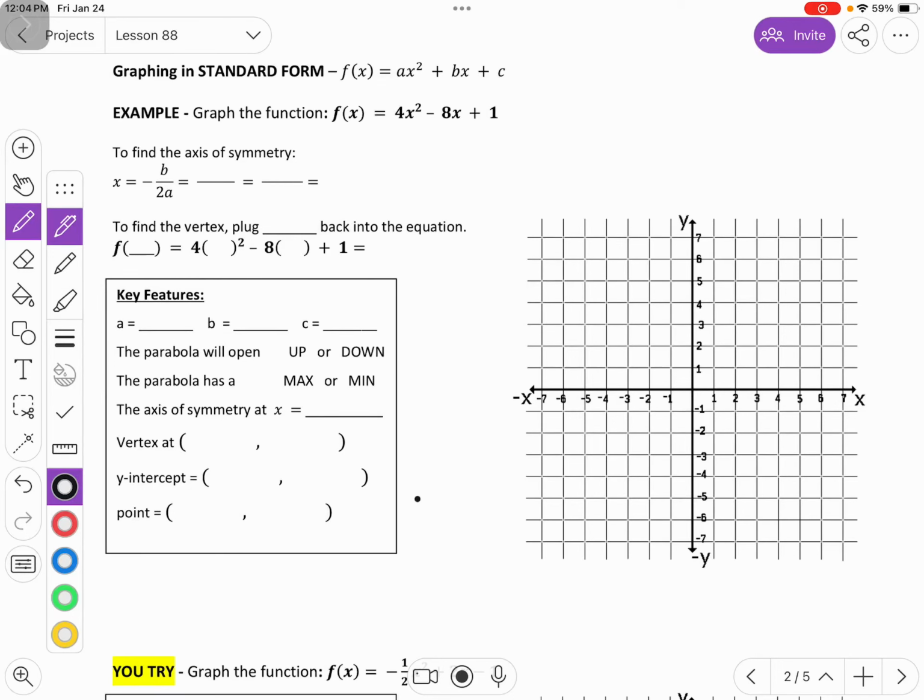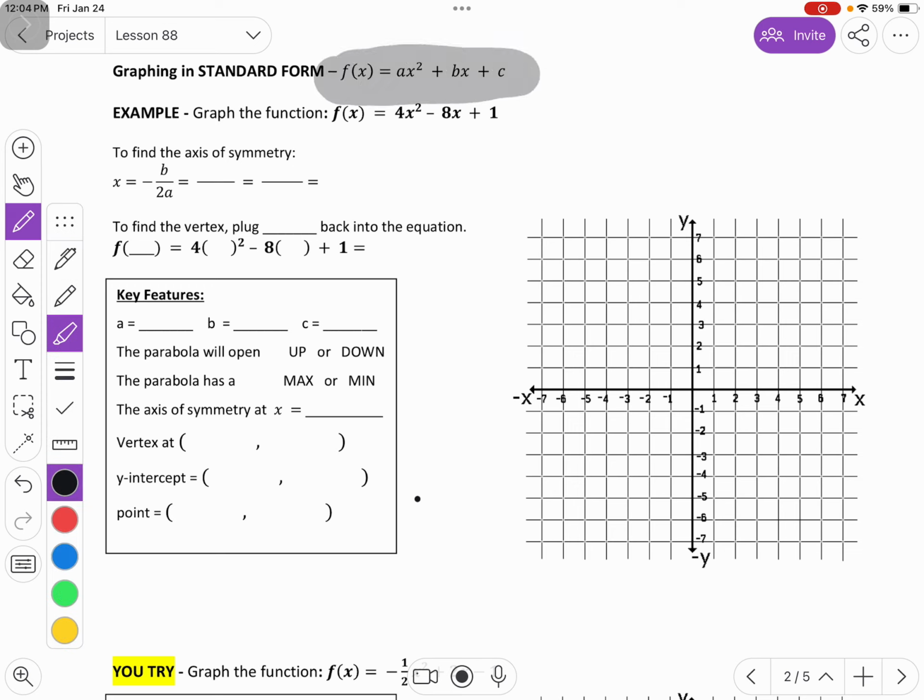This is graphing standard form of a quadratic. So here's the standard form. You can see it here at the top. This is the standard form: f of x equals ax squared plus bx plus c. So each of these terms here, 4 and -8 and 1, those are a, b, and c respectively.